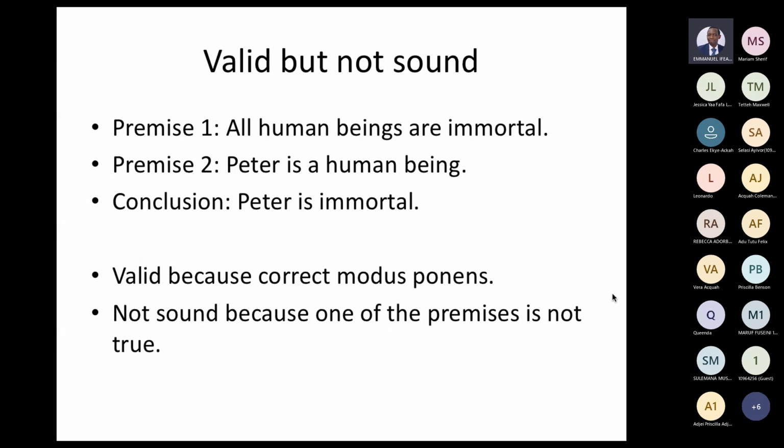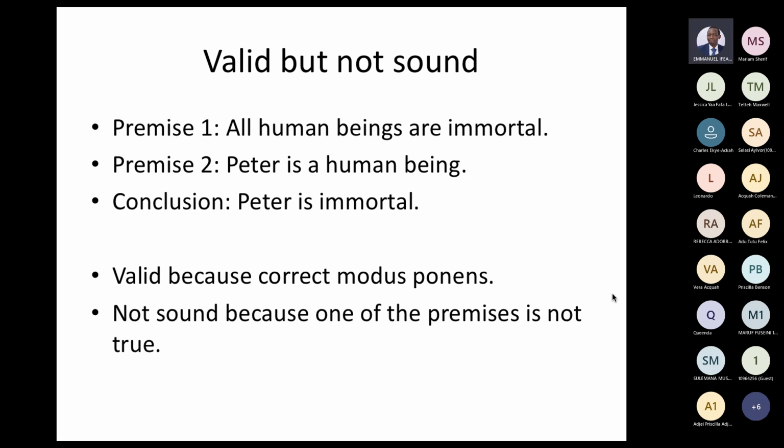If an argument is not sound, it means that there is some falsehood in the argument, that a part of the argument is not true, which automatically makes the argument not sound. So an argument could be valid but not sound. Example: all human beings are immortal. Peter is a human being, therefore Peter is immortal. Now this argument is valid because it affirms the antecedent, so it's a valid argument.